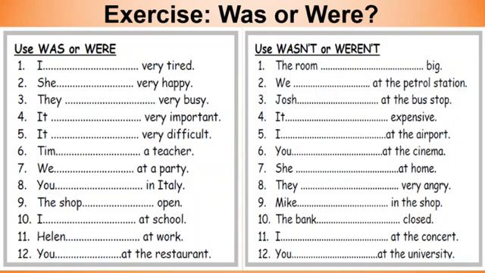Okay, let's look at this part. Number one, I very tired. I, it's singular, so you have to say I was very tired. Number two, she very happy. She, singular, she was very happy. Number three, they, plural, they were very busy. Number four, it, singular, it was very important.